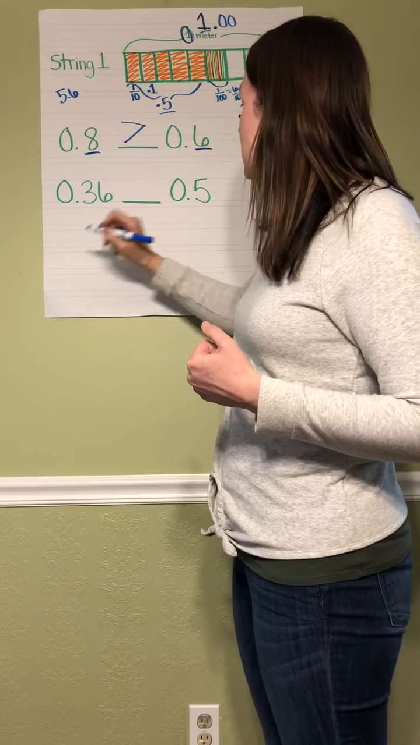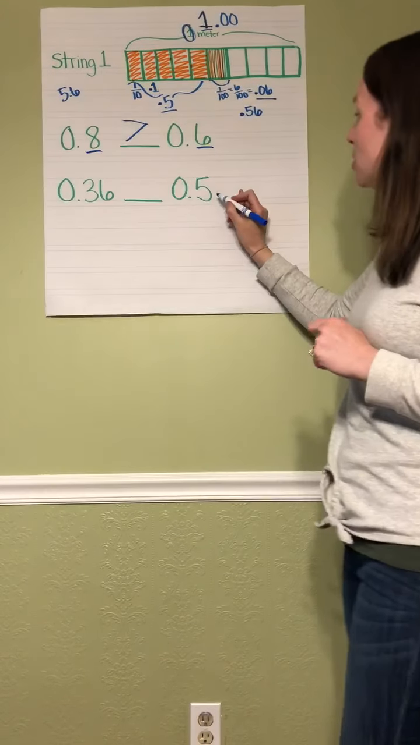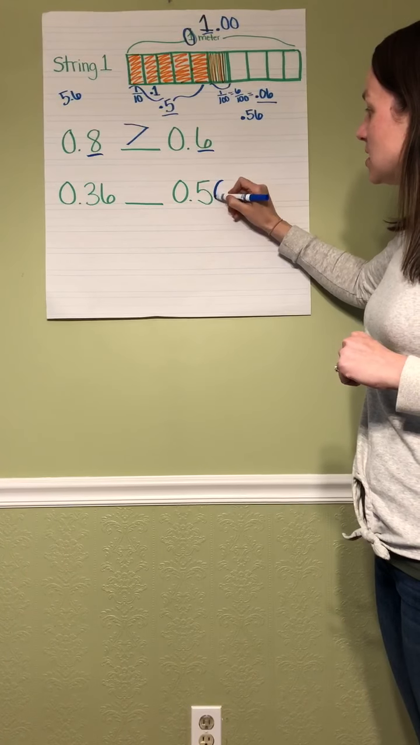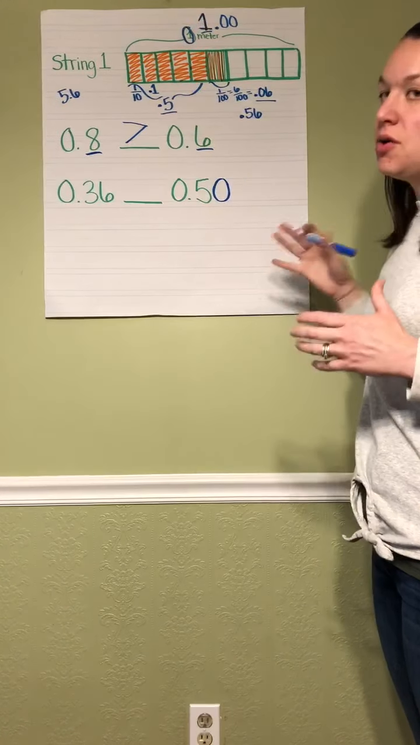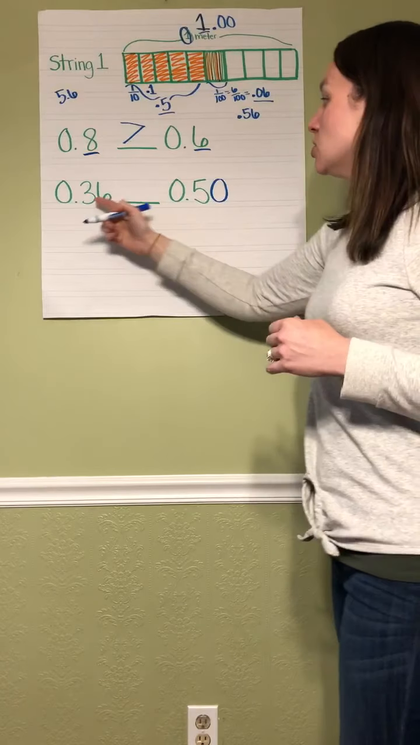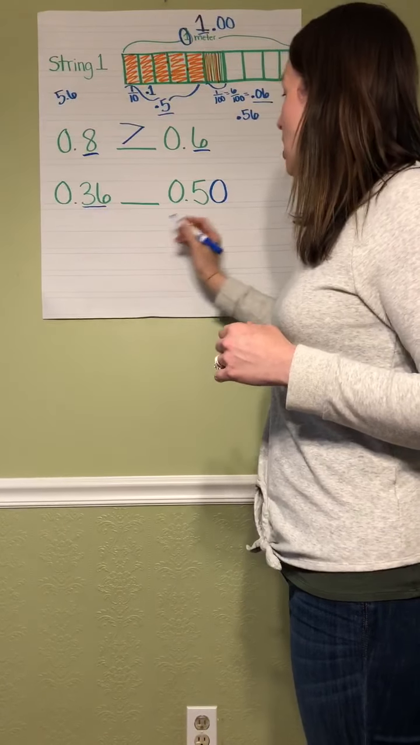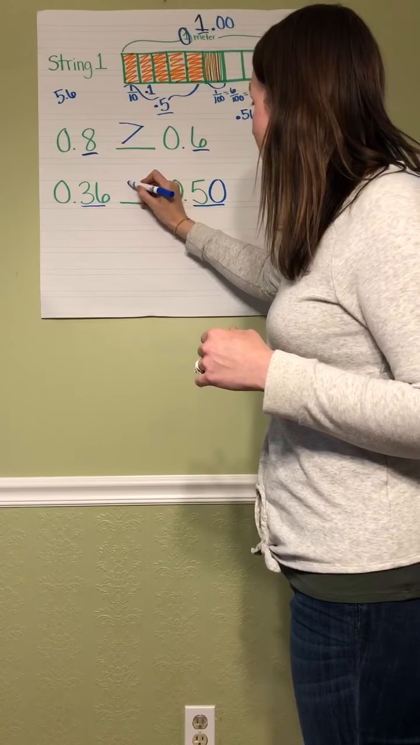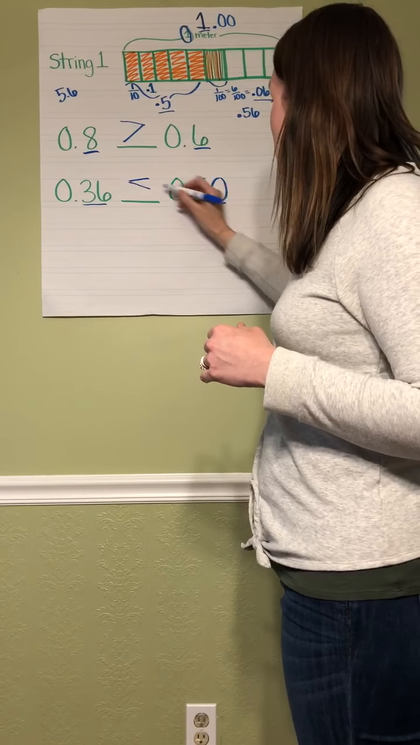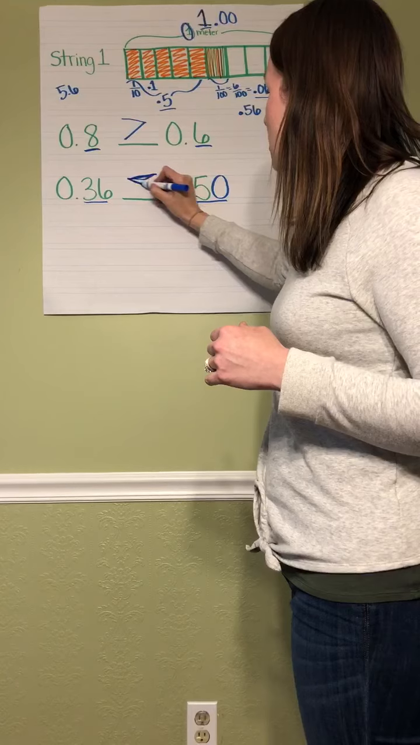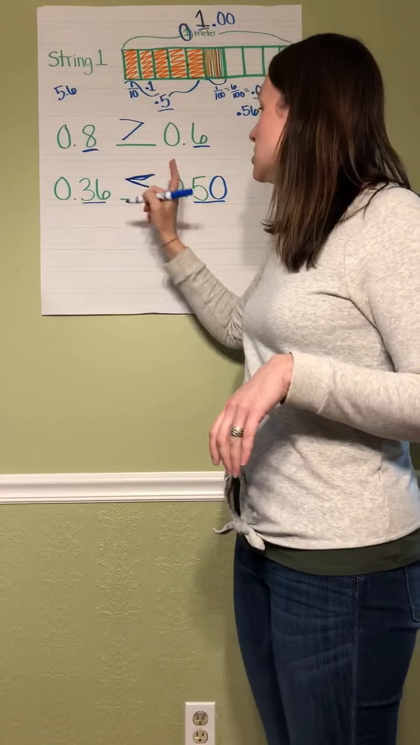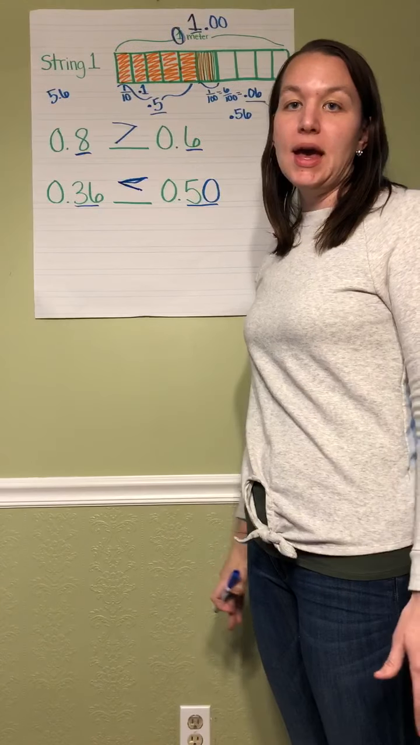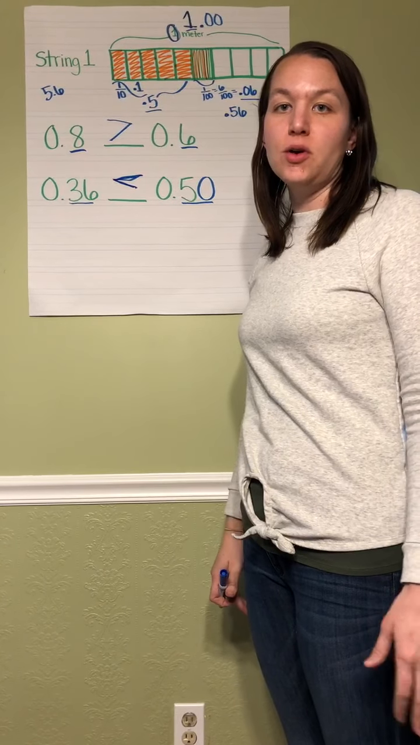The next one, same principle. Now remember, even though there's no number after this 5, you can always think to yourself, there's a 0 there, okay? So if I'm comparing 36/100ths and 50/100ths, I know that that 5 is bigger, so 36/100ths is less than 5/10 or 50/100. Okay guys, hopefully that makes sense and cleared it up for you, okay?